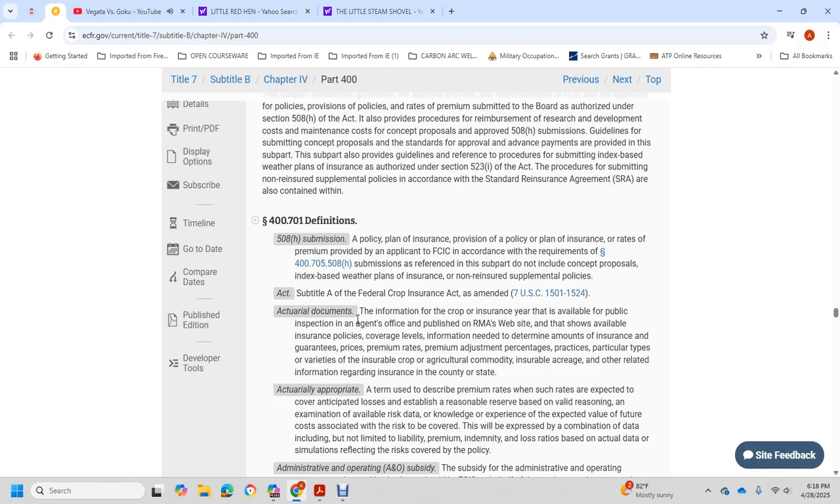with the Title 7 U.S. Code 1501-1524. Actual documents for the information on crop insurance for the year are available for public inspection at the agency agent's office and published on the RMA website, to show what is available to the insured: the policy coverage levels, the information needed to determine the amount of insurance, the guarantee, the price, the premium rate, the adjusted percentage, the practice for the particular type or variety of the insured crop, the agricultural commodity, the insured acres, and other related information regarding insurance for the county sale or estate.